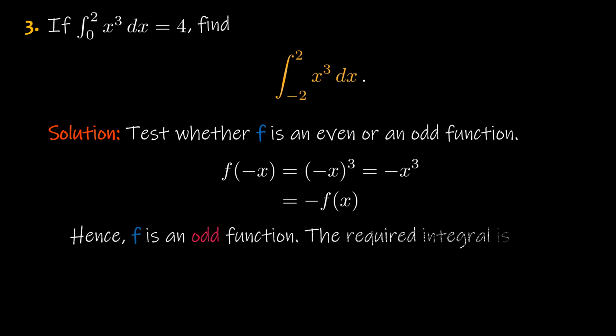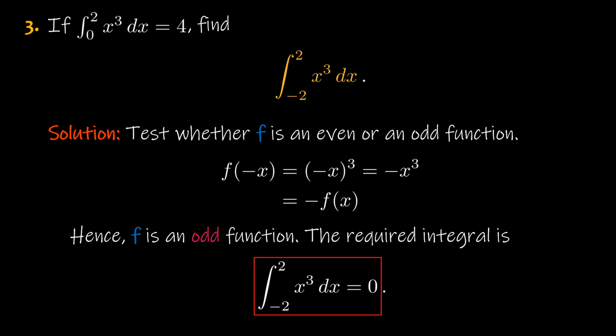The required integral, the integral of x cubed dx from -2 to 2, is equal to 0. The definite integral is 0 because the net area of the region bounded by x cubed above and below the x-axis is 0. In other words, the areas above and below the x-axis are equal.